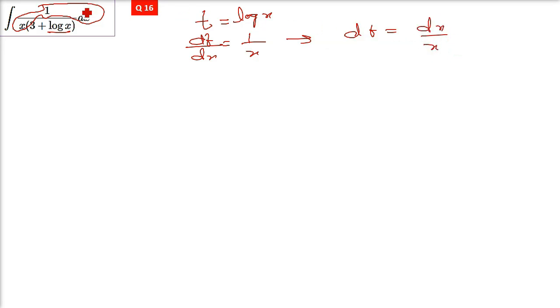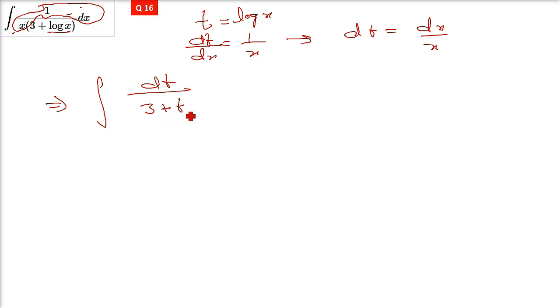So dx by x is already there. So just keep or put this dt here. So this is integration of dx by x is dt, 3 plus log x, 3 plus t. If you would have done 3 plus log x also as t, same thing you would have got.